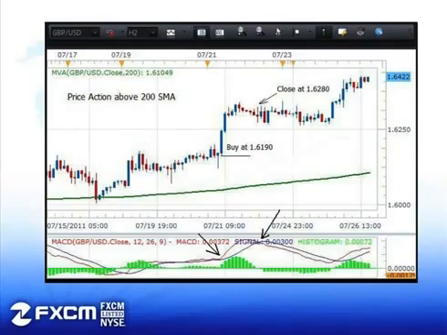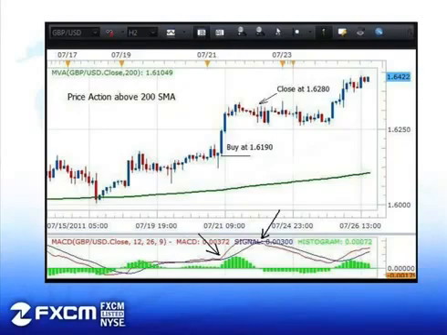We'd buy at this level, which happened to be 1.6190. And we'd stay in the trade until the MACD line crosses the signal line in the opposite direction, which signifies, based on the MACD, that bullish momentum is no longer in favor. The pair is now moving to the downside.